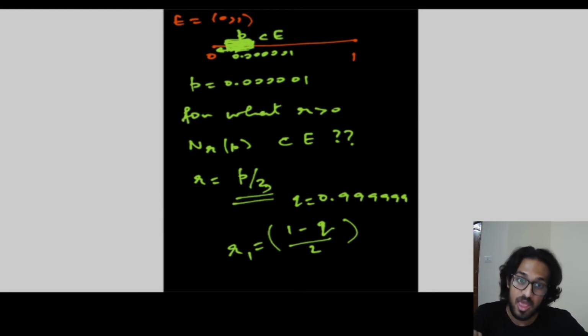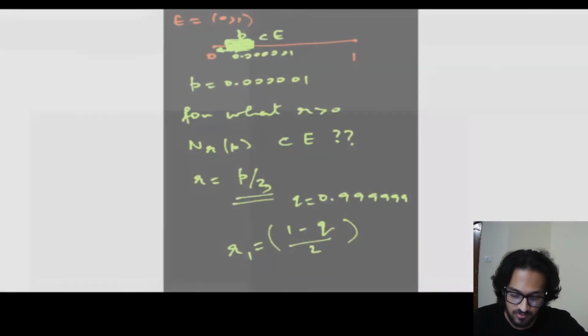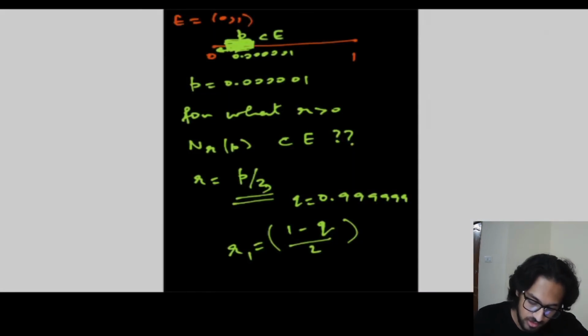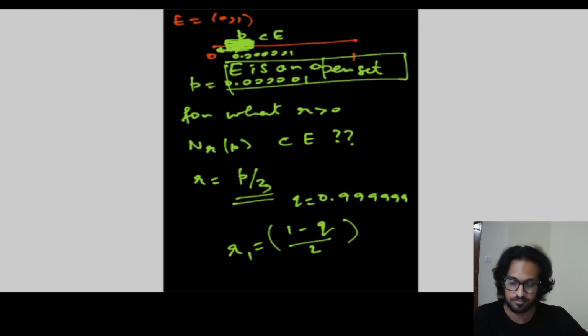Therefore every point of E is an interior point, which is the definition of an open set. A set E is said to be open if every point of E is an interior point, and that is in fact valid in this case. So therefore E is an open set. This is our conclusion. And this is how you check if a set is open or if it is closed.